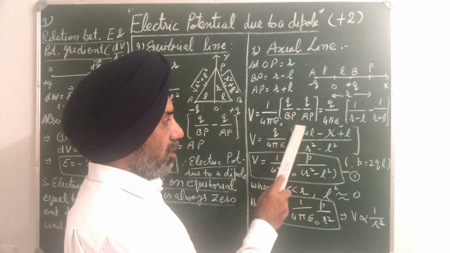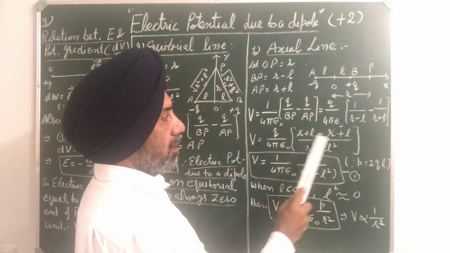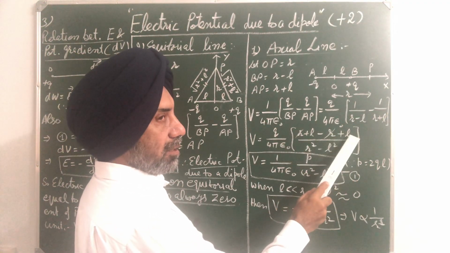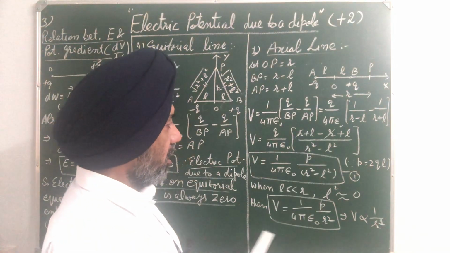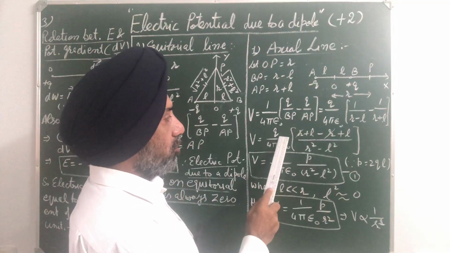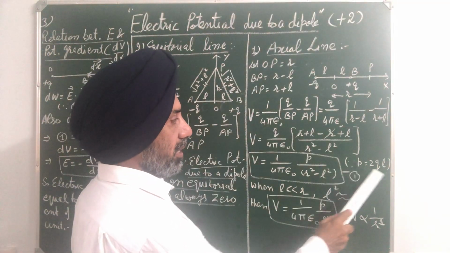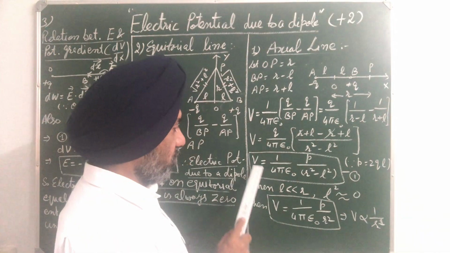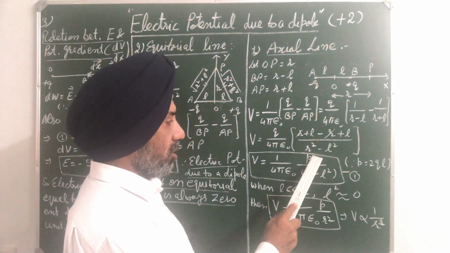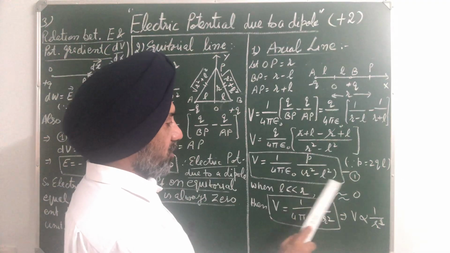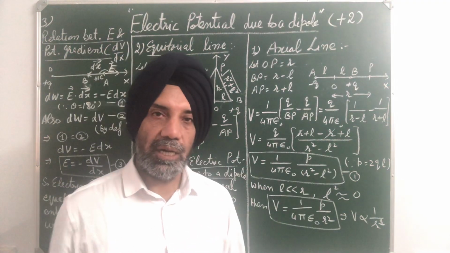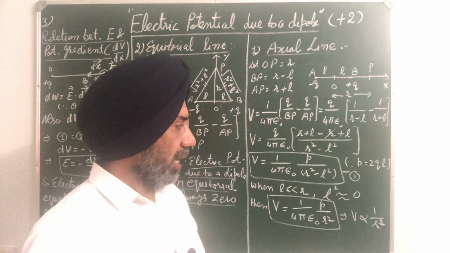Q upon 4 pi epsilon naught, R plus L minus R minus L, means 2L. So R cancels, and 2L into Q is P, the electric dipole moment. So V is equal to 1 over 4 pi epsilon naught P upon R square minus L square whole square, which is the required expression for electric potential due to a dipole at a point on the axial line.